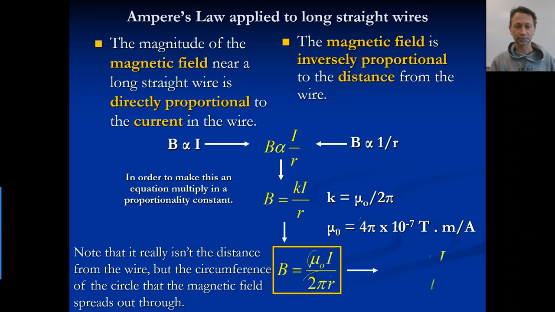In general, the most general form is that we would simplify this into mu naught times I divided by the length that it's being spread out over. We're not going to deal with that one. We're only going to deal with this mu naught I over 2 pi r, and that's the way it's going to be.